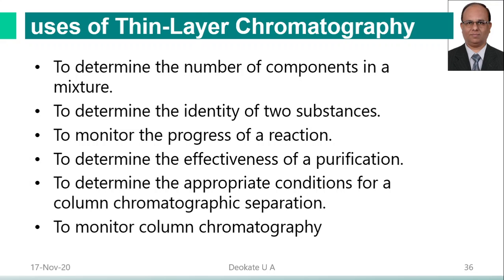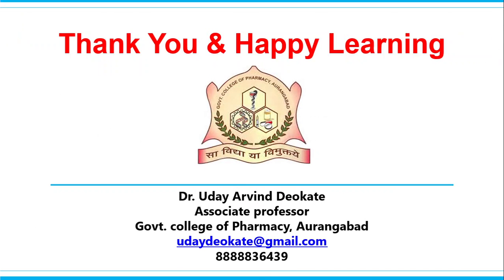The mobile phase selection is first done by using thin layer chromatography. Then to monitor the column chromatography, the various fractions collected in column chromatography are spotted on the TLC plate, and the number of spots will decide how many samples have been separated.